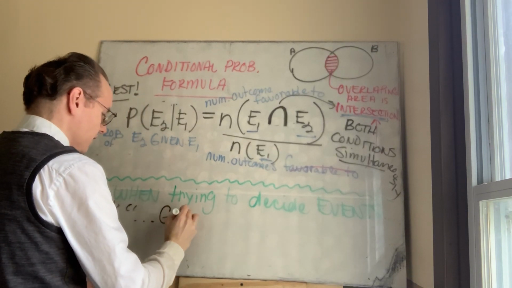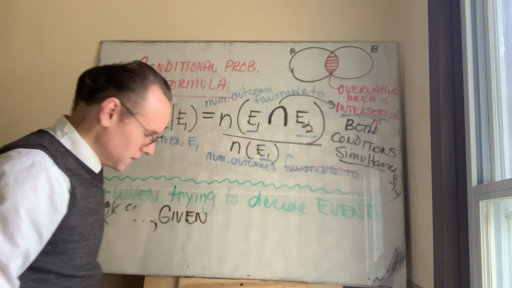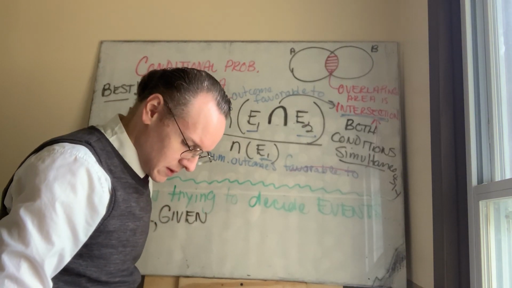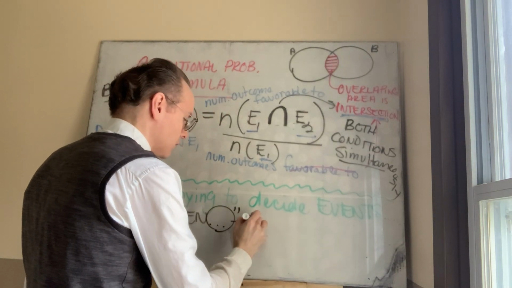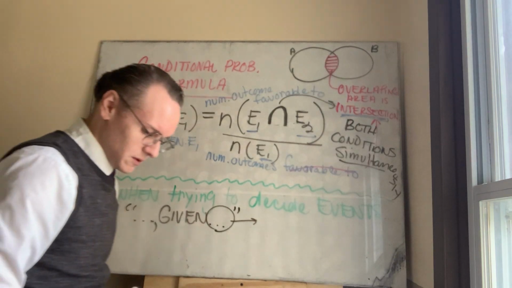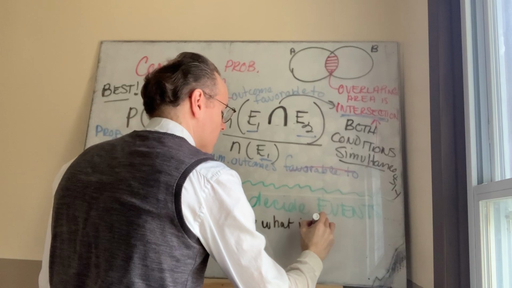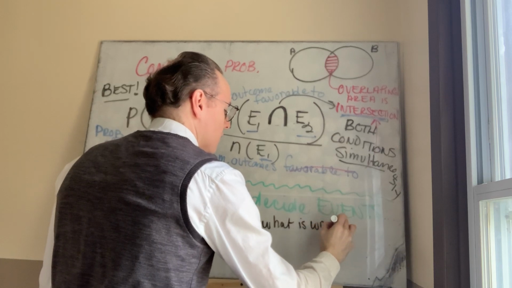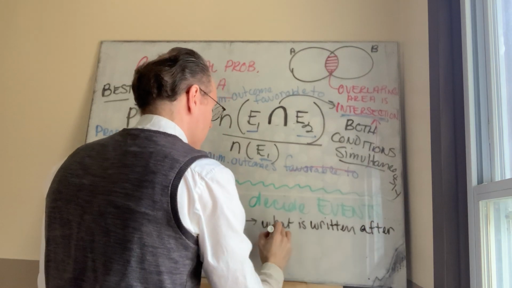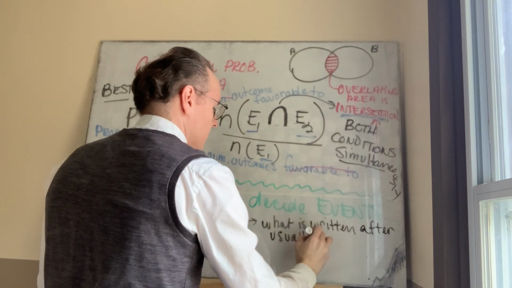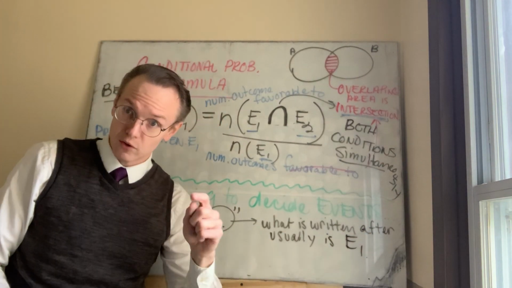There'll be the word given, usually a comma here at this point, and then something will follow it. That thing that follows it, whatever is written after the word given, right, usually is event 1, right? It is somewhat ironic, right?